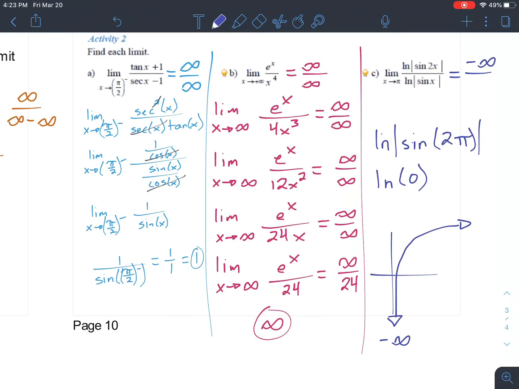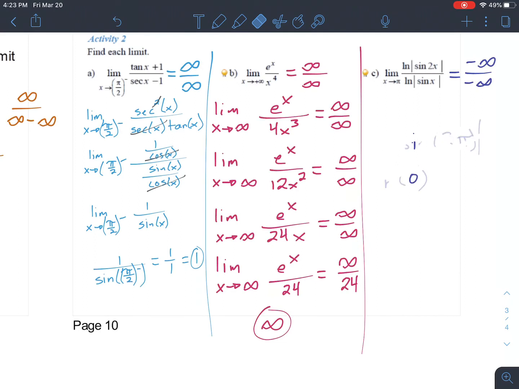Now the exact same thing is going to happen down on the bottom, because sine of 2x and sine of x, when we put in pi, it doesn't matter. Sine of pi and sine of 2 pi are the same thing. They're both 0. So we're going to get negative infinity over negative infinity, and that shows then that we will need L'Hopital's to solve this question.